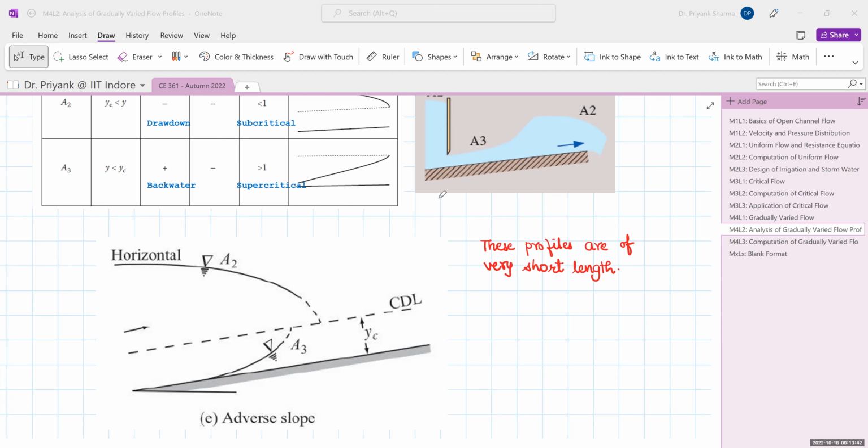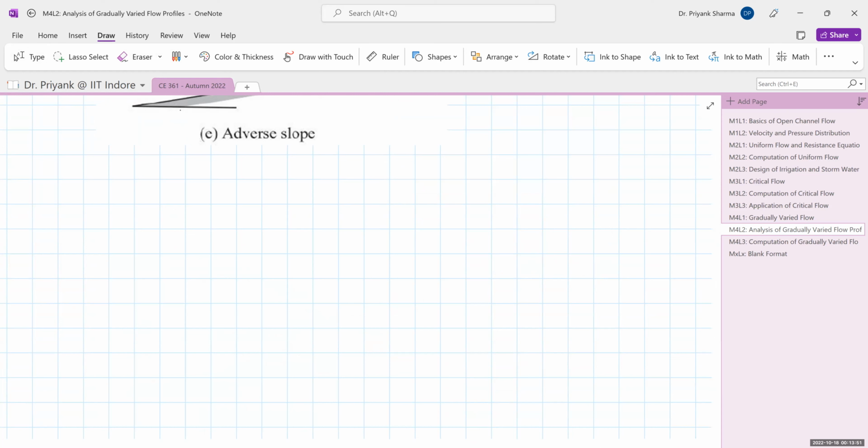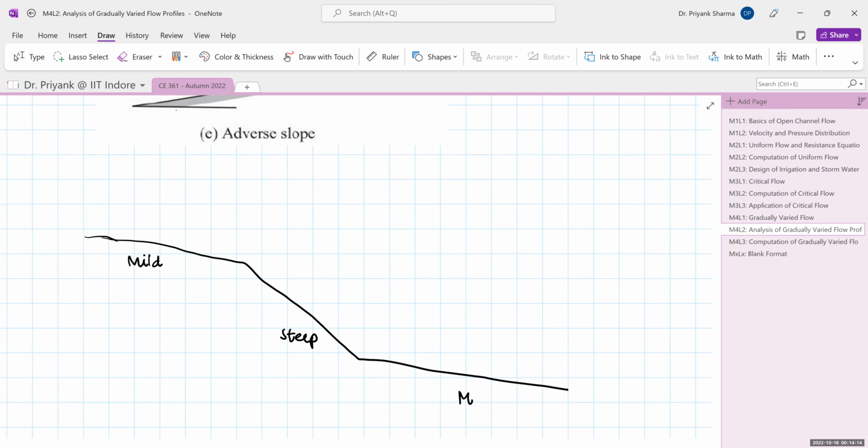So if you are given a composite profile, then you should be able to sketch the resulting profile. So let us see, there is a mild slope followed by a steep slope followed by again a mild slope. So what kind of resulting profiles can be there? So the very first thing that you need to do is to sketch your NDL. So this is a mild slope, this is a steep slope, and again followed by a mild slope.